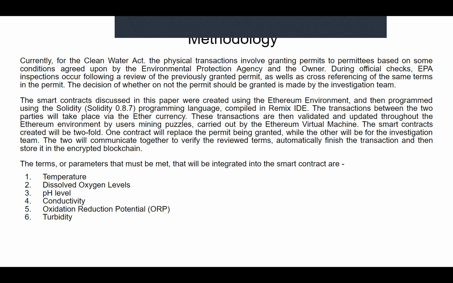Now, the smart contracts will be twofold, one of which will replace the permit being granted, while the other will be for the investigation team. The two will communicate together to verify the reviewed terms, automatically finish the transaction, and then store it in the encrypted blockchain. So some of the parameters that must be met to grant the permit are temperature, dissolved oxygen levels, pH level, conductivity, oxidation reduction potential, and turbidity.